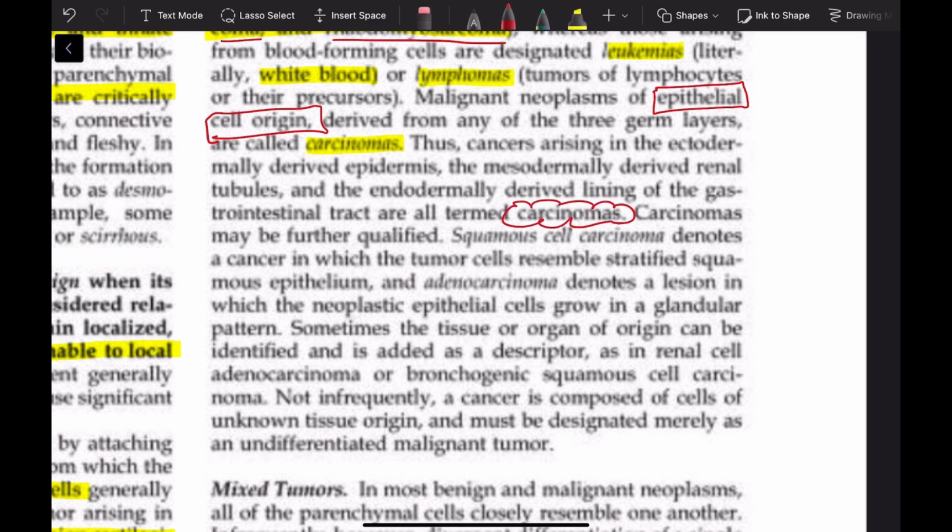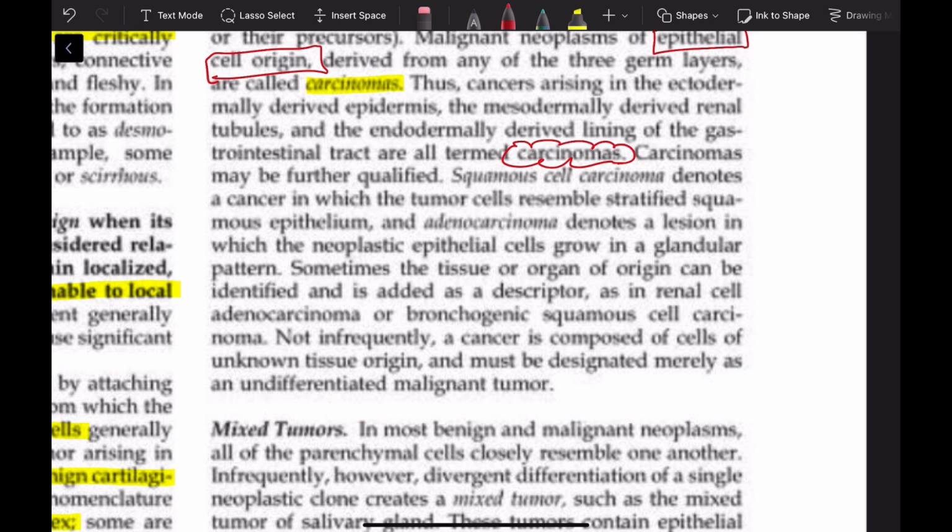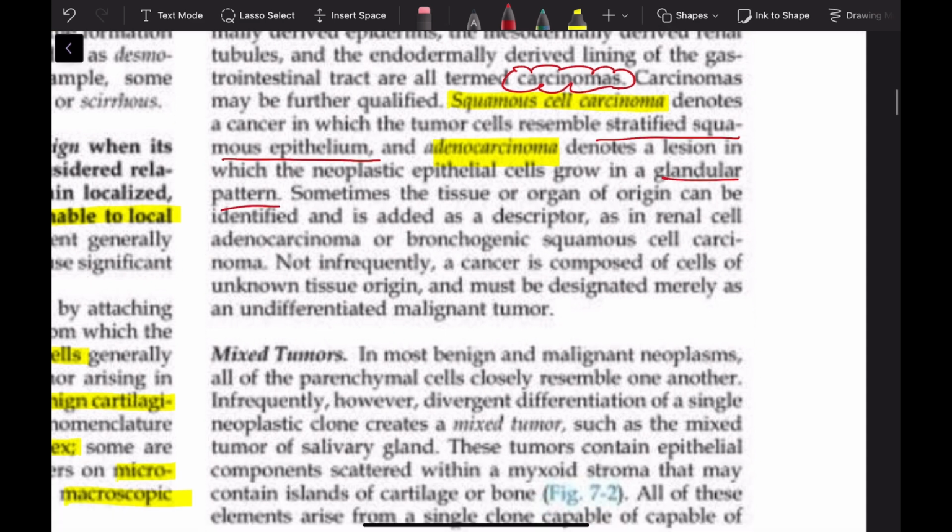Alright. Carcinomas may be further qualified. Squamous cell carcinoma denotes a cancer in which tumor cells resemble stratified squamous epithelium, and adenocarcinoma, like as we know, like if stratified squamous epithelium is involved, we call it as squamous cell carcinoma. And adenocarcinomas are the ones where your glands are involved, right? Glandular pattern. Sometimes the tissue or organ of origin can be identified and is added as a descriptor, as in renal cell adenocarcinoma or bronchogenic adenocarcinoma, bronchogenic squamous cell carcinoma.